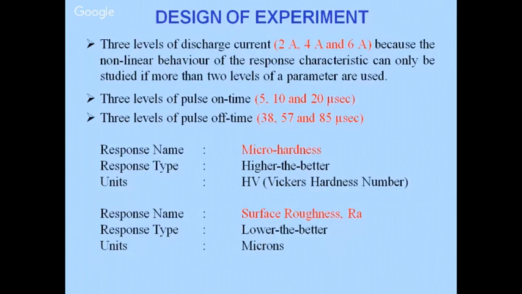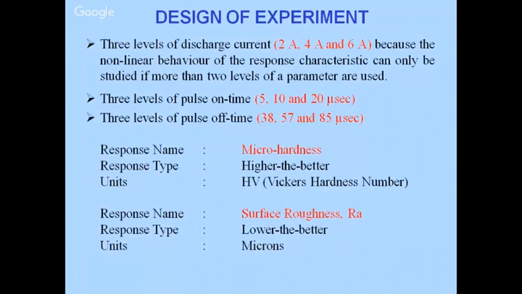Now what I have done is, 3 levels of discharge current I have taken: 2 ampere, 4 ampere, 6 amperes. 3 levels of pulse on time, this is just an illustration: 5, 10, and 20 microseconds. 3 levels of pulse off time: 38, 57, 85 microseconds. This I have done. Response will come later on.